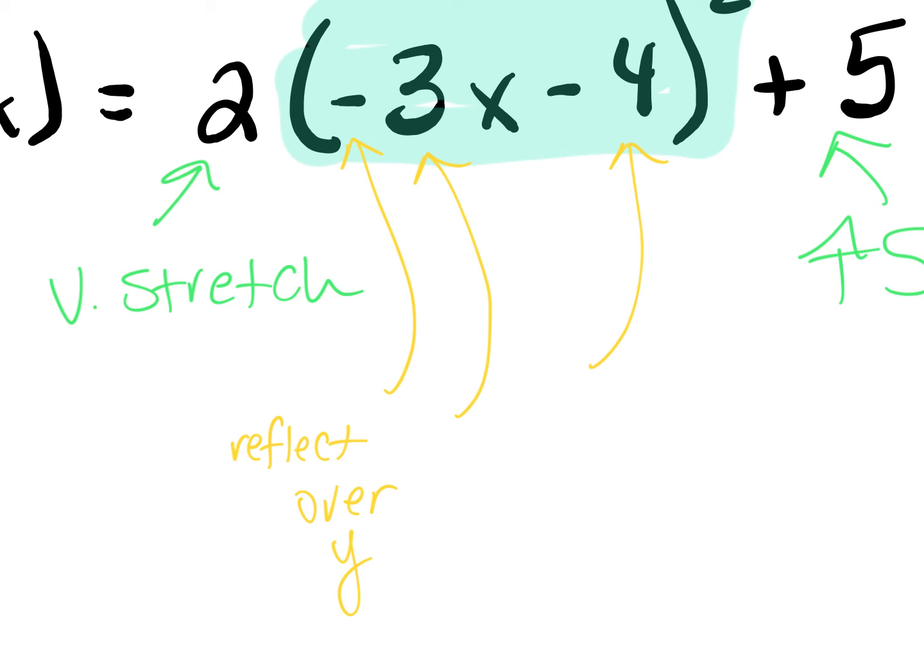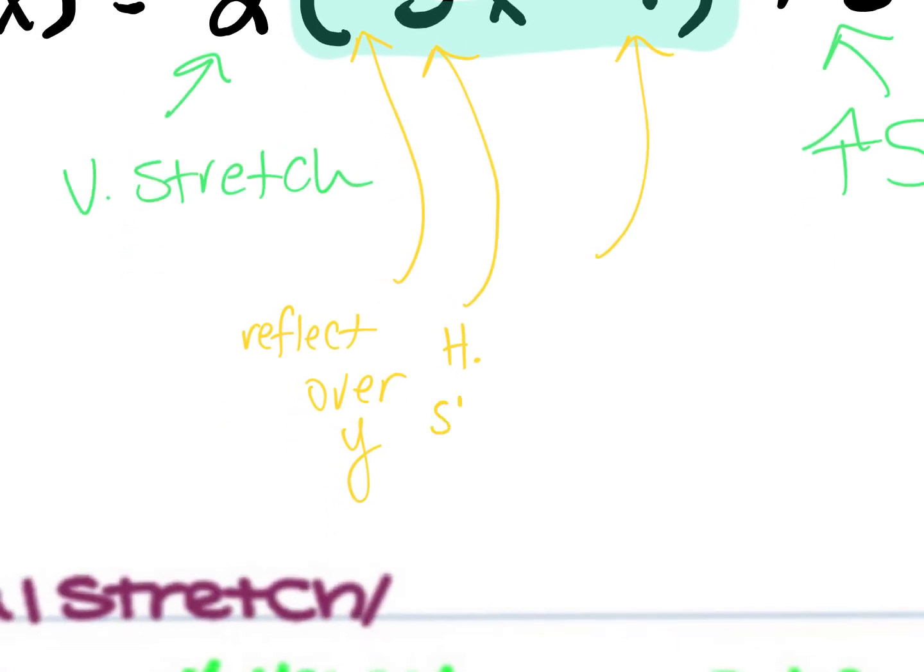It's a what? You would think it's a stretch because it's bigger, but since it's on the inside, it's a what? It's a shrink. You got to tell me it's a horizontal, it's an H, and it's a shrink or compression. It's always the opposite of what we think it'll do when it's on the inside.